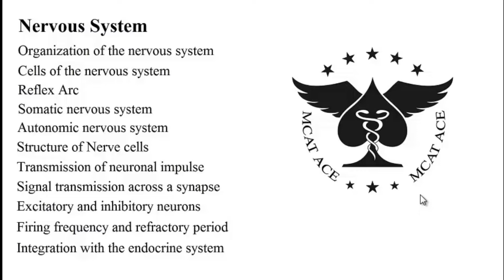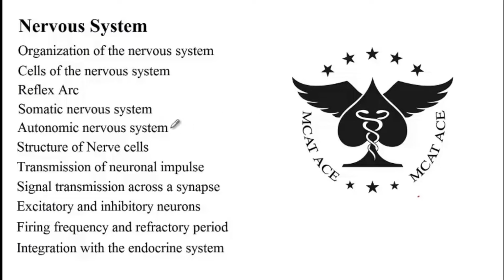In today's lecture we are going to discuss the nervous system. In particular, we will focus on the organization of the nervous system, discuss how it will divide into the central and the peripheral nervous system, and how peripheral nervous system will further divide into other branches. We will discuss different cells of the nervous system, which includes neurons and the glial cells. We will discuss the reflex arc and how it will allow us to quickly respond to painful stimuli. We will go over the somatic nervous system as well as the autonomic nervous system.